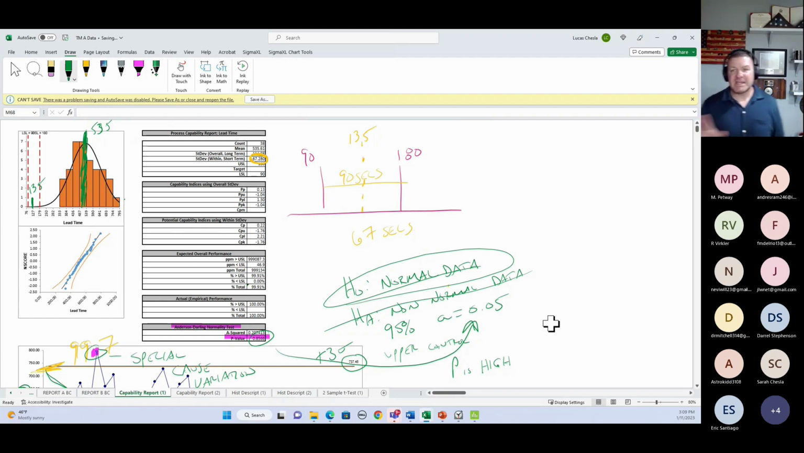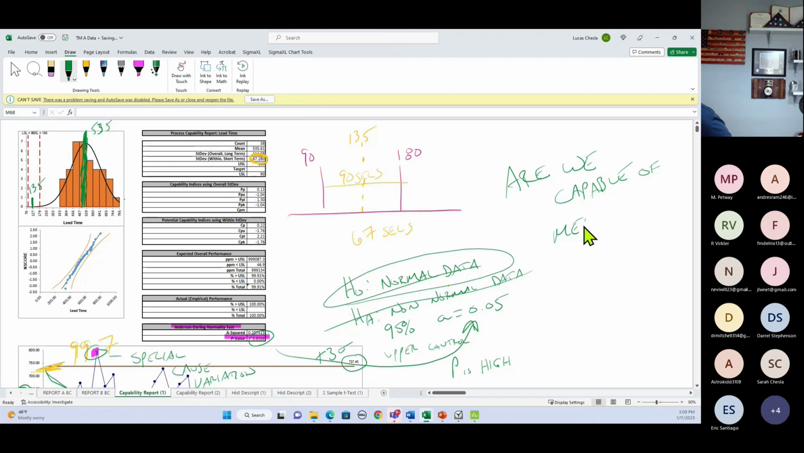Here's the thing. Even if we were stable, let's say we're stable, like pretend. Being stable doesn't mean we're capable. Because the ultimate question in the measure phase is, are we capable of meeting customer expectations? Okay, that's what we've got to figure out. Are we capable of meeting customer expectations?